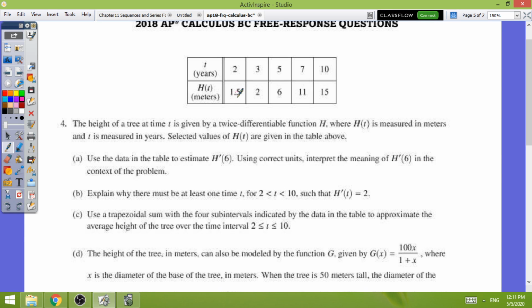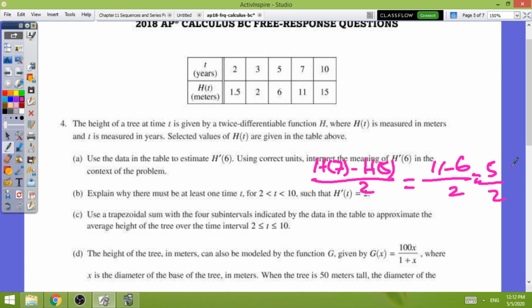Well, once you see that, it's just the derivative. So this one is basically just the mean value theorem. That's what you need to apply. So it's at 6, which means the times we're using are right between 5 and 7. So we can say h of 7 minus h of 5, divided by 7 minus 5, which is 2. At h of 7, that's 11. h of 5, that's 6. So 11 minus 6 over 2, then we get 5/2.